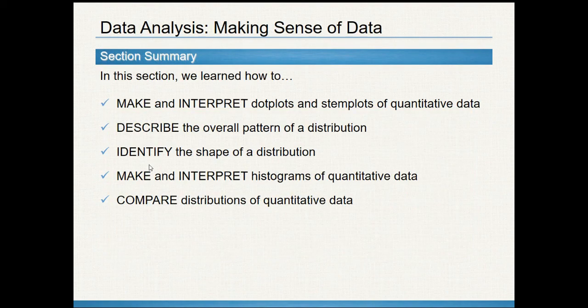And there's our summary of our learning objectives for this section. You'll have some homework problems to look at. Hopefully this has been helpful to you, and if you have any questions, let me know.